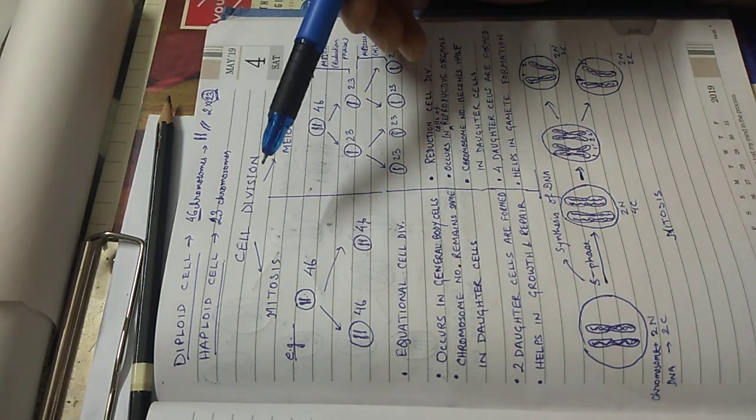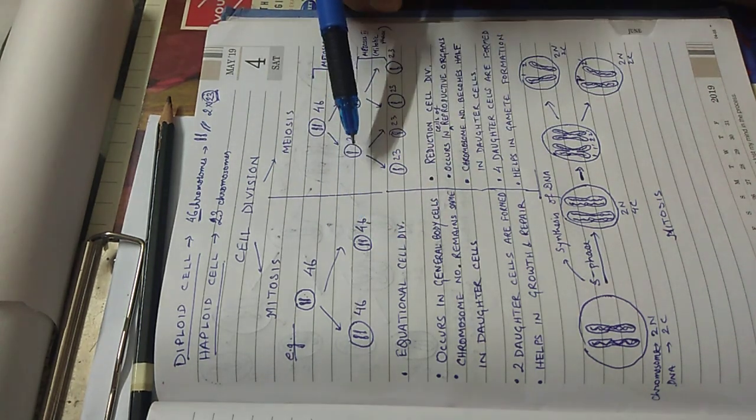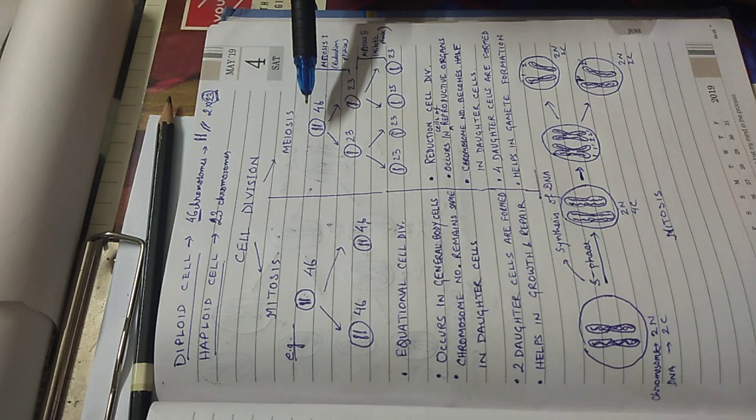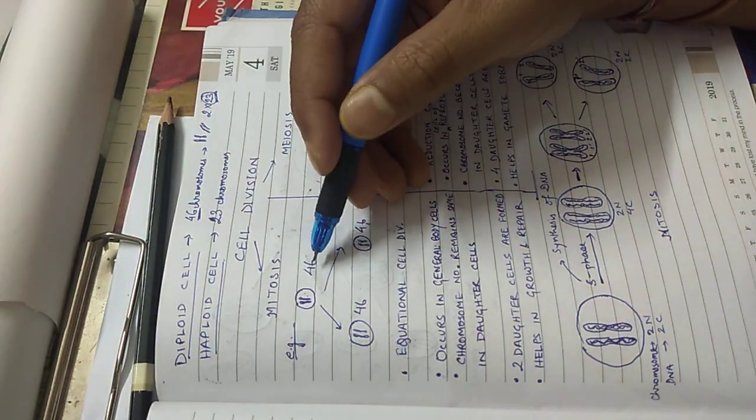Okay. Now we come to the different types of cell division. There are basically two types of cell division. One is called mitosis, another one is called meiosis. Now let us try to understand mitosis. So what happens in mitosis?